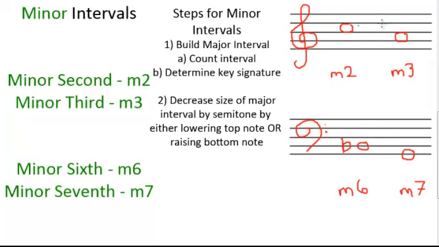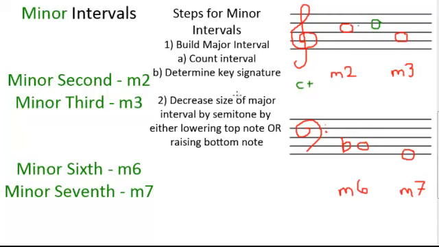So the next step after we write in the D is to look at the key signature of the bottom note. Now the bottom note is a C, so the key signature will be C major. We always take the key signature from the bottom note. Now we know C major has no sharps or flats, so therefore the D is within the key signature of C major, and we have a perfectly good major second.